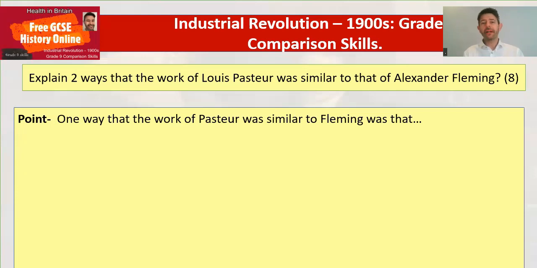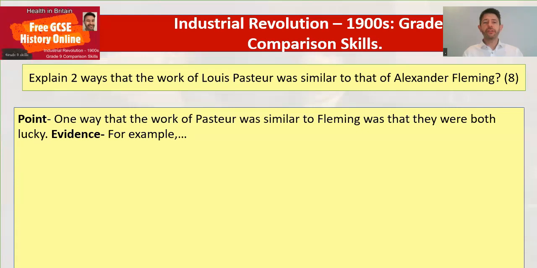So one way the work of Pasteur was similar to Fleming was that, okay, so give a way it's similar. Maybe it is they're both lucky. Maybe it's they both wrote books that other people improved upon. Those are the ideas we had in our plan. So finish your first sentence, pause and give it a go. Okay, here's my first sentence: they're both lucky. I didn't do much to finish that sentence, did I?